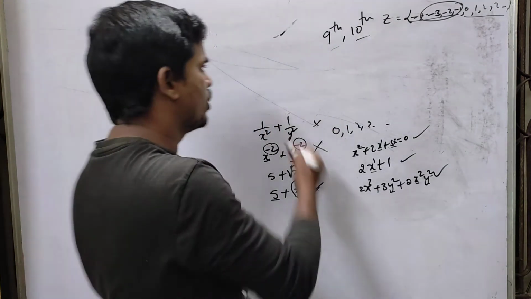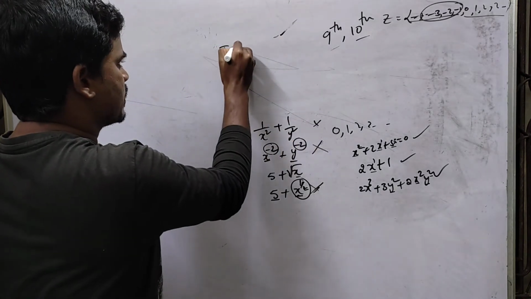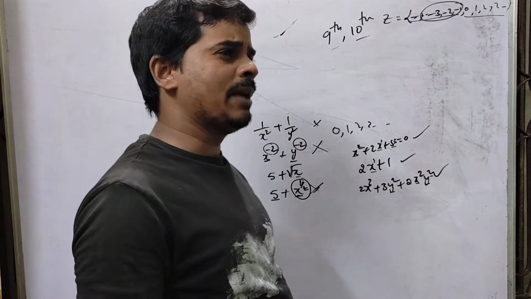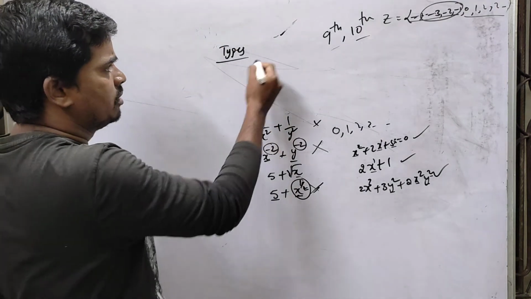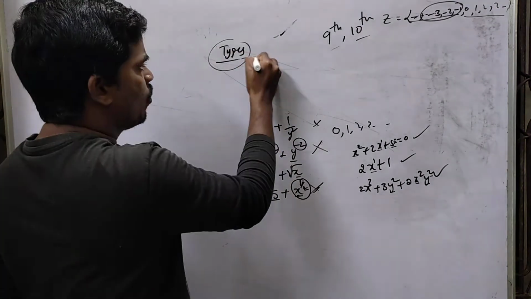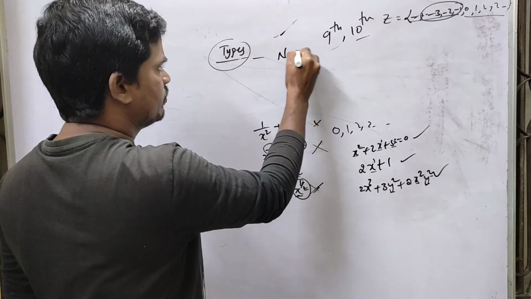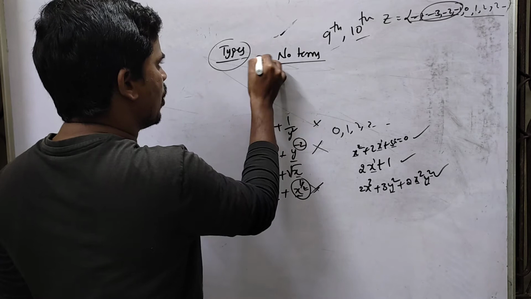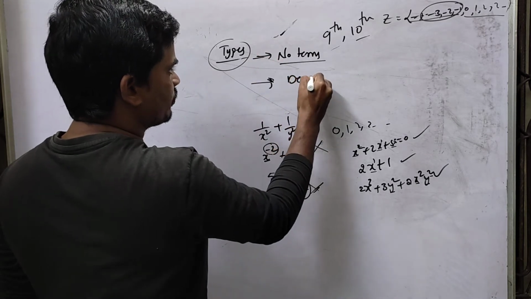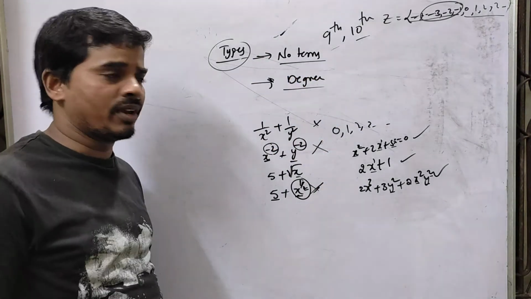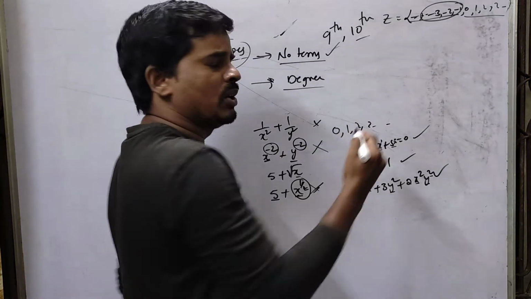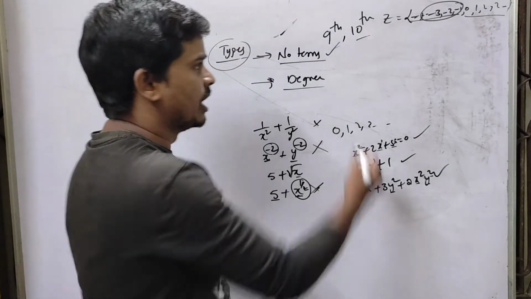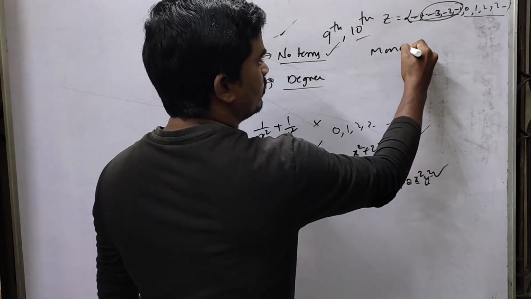Now let's go into the types of polynomials. There are two types of classification: one is based on the number of terms, and the other is based on the degree. Based on the number of terms we know well, already we learned it in the introduction to algebra. That's monomial.